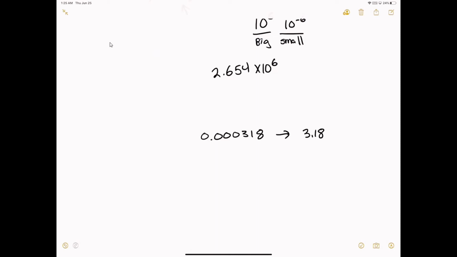Now I'm going to see how many spaces I got to move my decimal point. I got to move it 1, 2, 3, 4. I'm going to look at my original number. Is that a big number or a small number? That's a very small number. It's way less than 1.